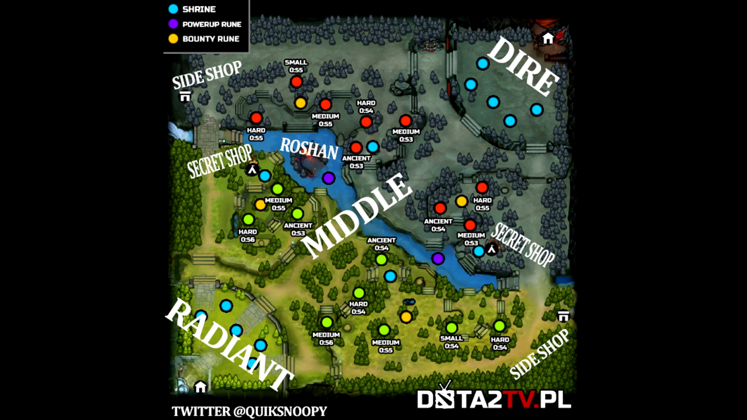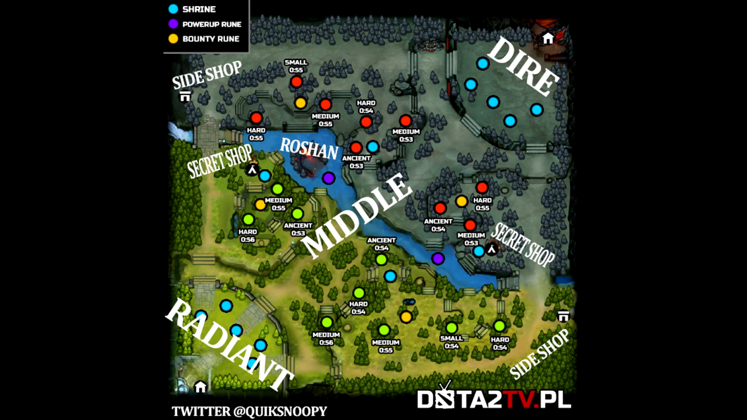You'll be able to purchase some items there. Not all items are going to be available at the side shop, and not all items are going to be available at the secret shop. You will have a courier which can bring you the items, and usually the support will buy the courier, but anyone can buy it. So between the courier and the side shop and secret shop, you'll be able to buy all the items you need from there. So I just wanted to make sure that everyone knew like the side shops and the secret shops.